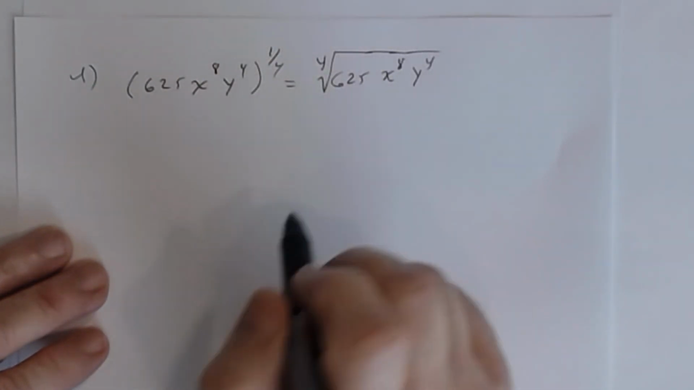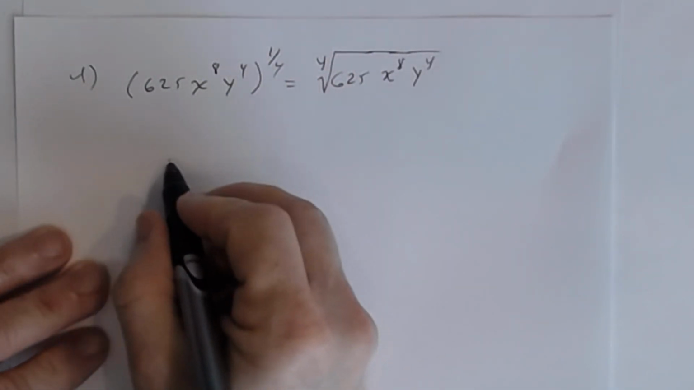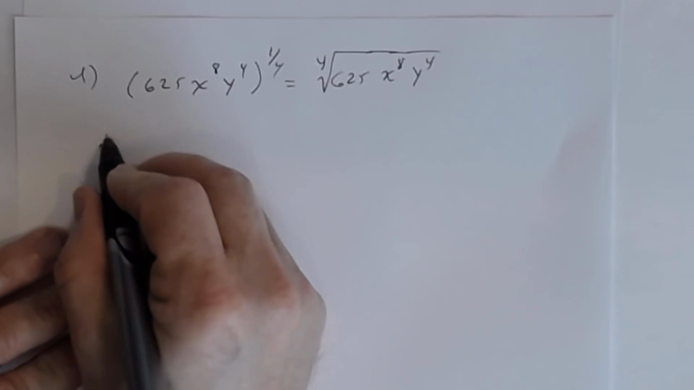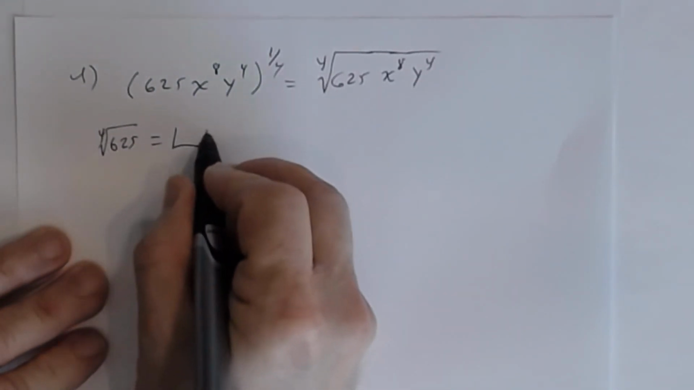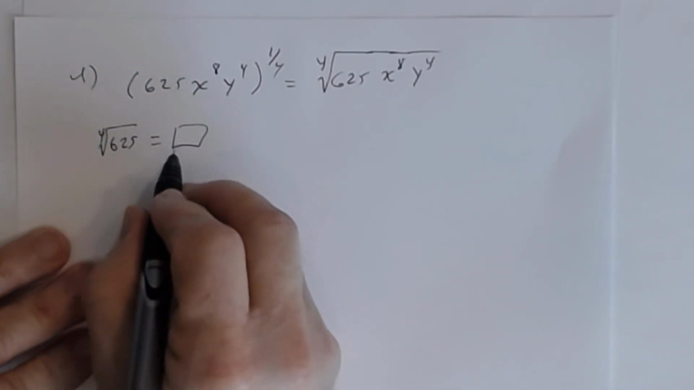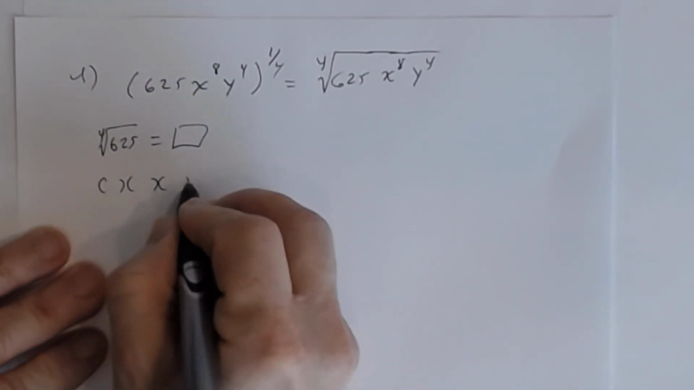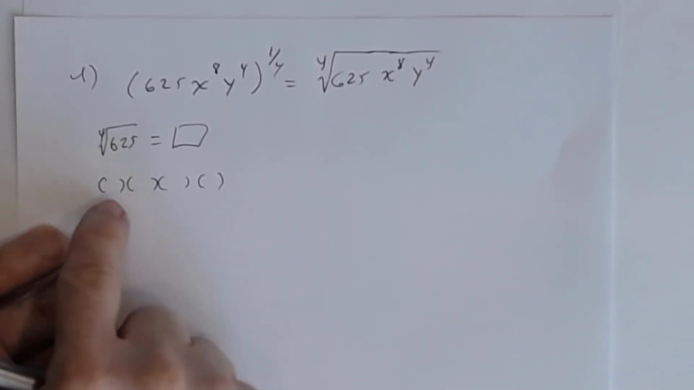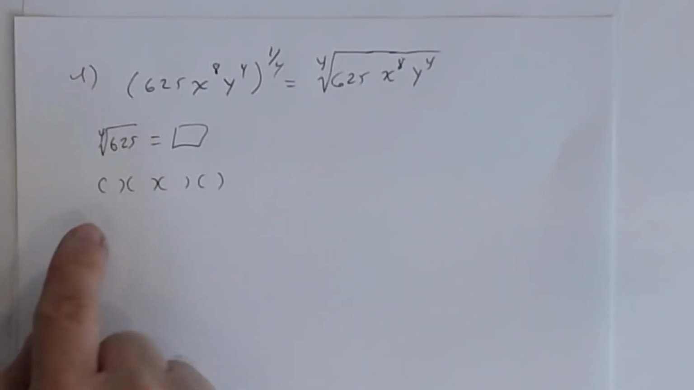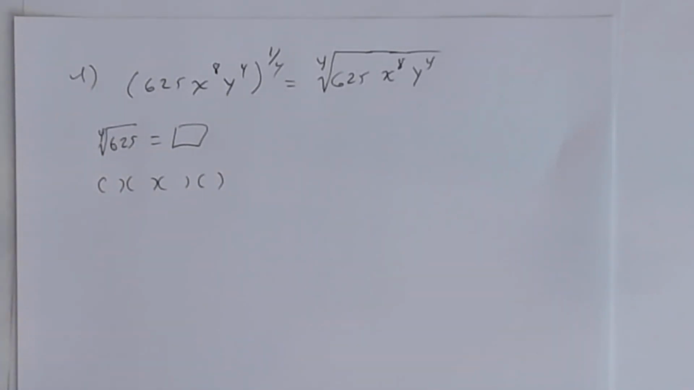So let's think about what the fourth root of 625 is. Go off to the side and ask yourself, what is the fourth root of 625? What is this equal to? Well, what times itself 4 times is 625? Those will be some nice numbers, so you'll be able to figure that out. It won't be any decimals or anything like that. It will be whole numbers that you're going to use.